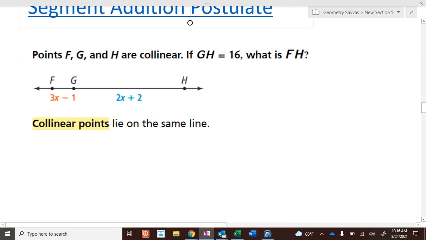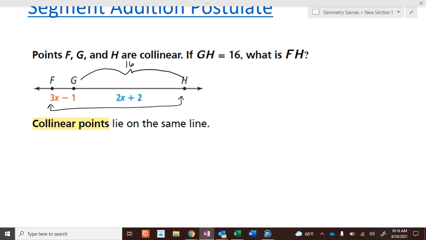Okay? So here, segment addition postulate. Okay? They say GH is 16. This part from here to here is 16. Okay? FG is here to here. We want to know what FH is, this whole thing from here to here. Well, before we can do that, we got to do a little algebra.